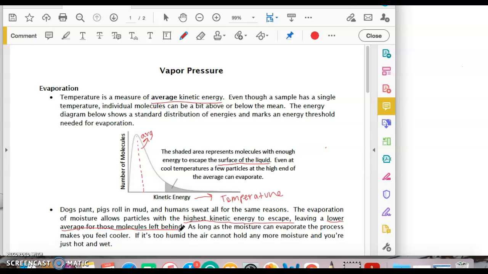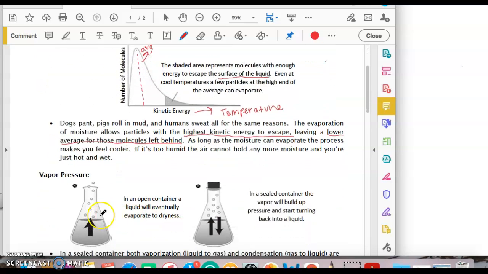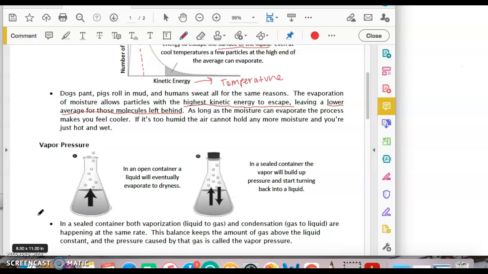However, if it gets too humid, the air can't hold any more moisture, and that's why you might feel kind of hot and wet or damp. So how does evaporation relate to vapor pressure? In this flask here on the left, these are just the molecules at the surface that are evaporating off, so they have built up enough kinetic energy to leave our system.